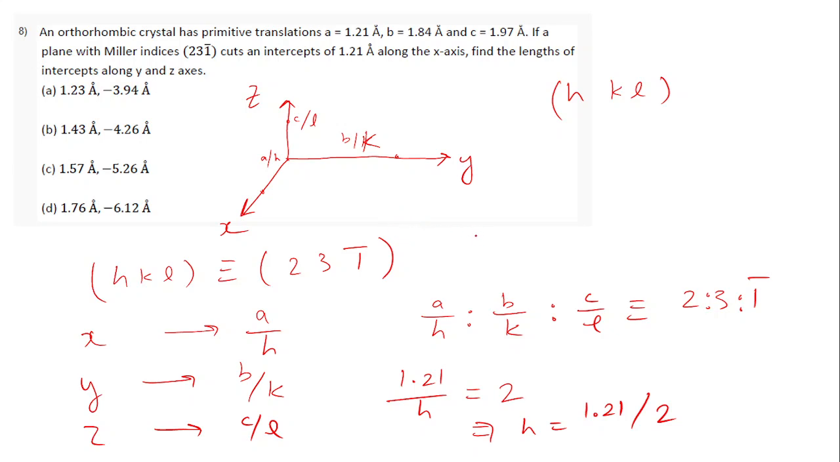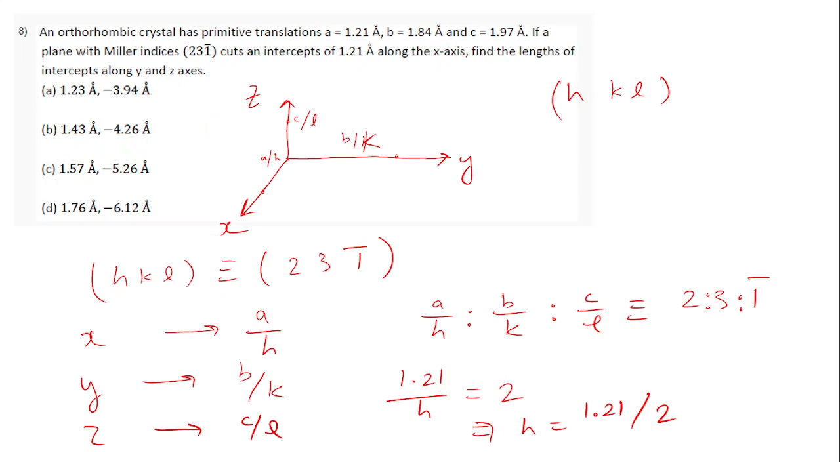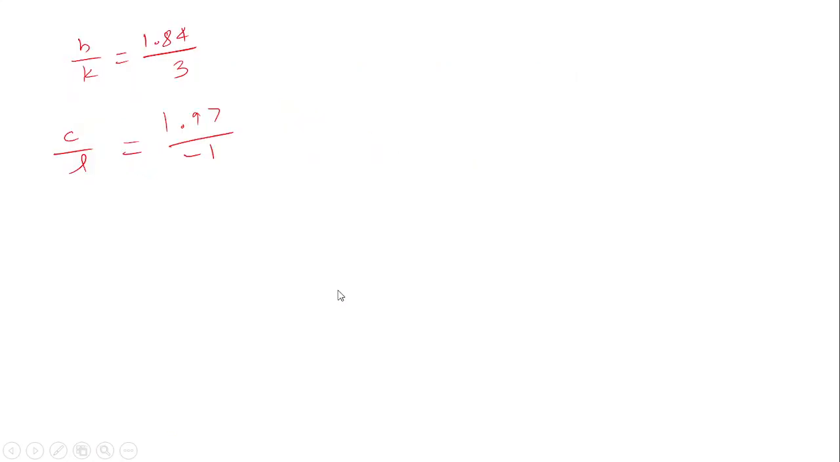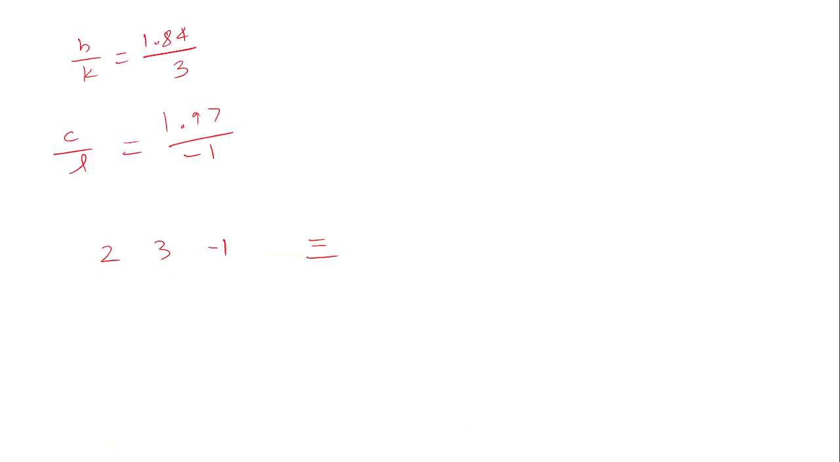These values will be 1.21 by... so these intercepts, which are 2, 3, 1 bar, 2, 3, 1 bar is 1.21 by 2. No, it's not HK. It's A by H, B by K, C by L.